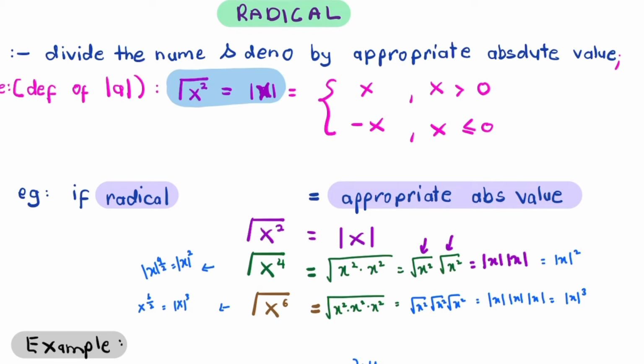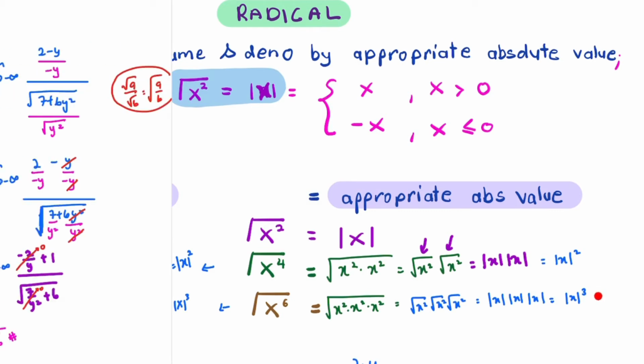Let us check this one. Square root of x to the power of 6. So we can open up as square root of x squared times x squared times x squared. So let's split them. This is square root of x squared, this is square root of x squared, this is square root of x squared. So now we have modulus x, modulus x, modulus x, all multiplied to each other. So this is modulus x cubed. This is the way on how you should find the appropriate absolute value.